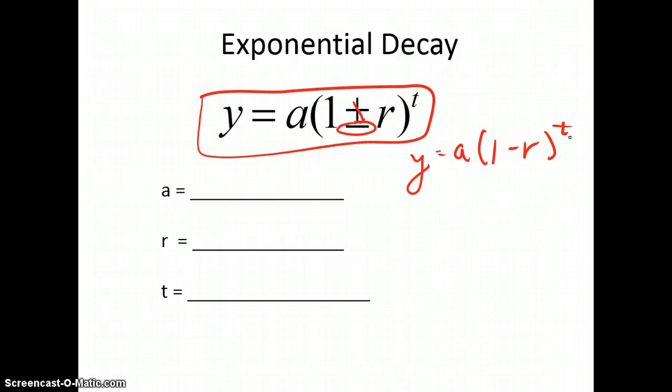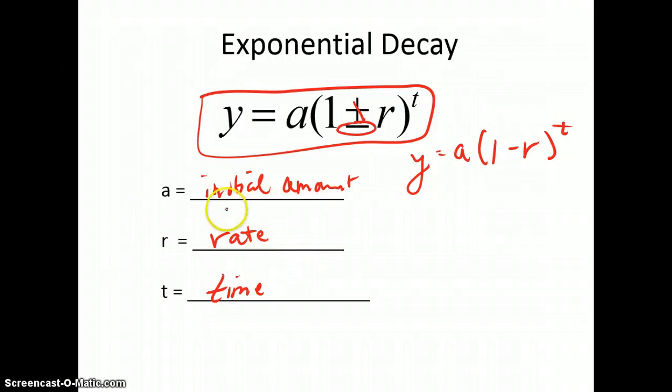So now what do these variables mean? A is your initial amount. Okay, whatever you started with. That's what your A value is going to be. R is going to be your rate. So R for rate, that's going to be either a decay rate or a growth rate, depending on what the problem is. And T is going to be your time. So what we're going to be doing on these problems, we're going to be identifying what are these variables, which one are we looking for, and then how can we solve for it.